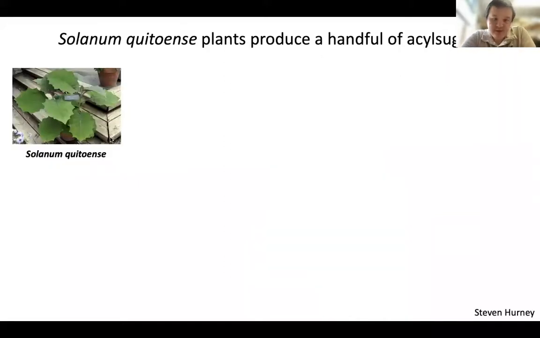Okay. As I mentioned, the species that I'm going to talk about is Solanum ketonense. This is a fruit crop from South America, typically referred to as lulo. This fruit crop produces these small orange fruits that they often use in drinks. But while that's interesting, we are particularly interested in the acyl sugars that this species produces.